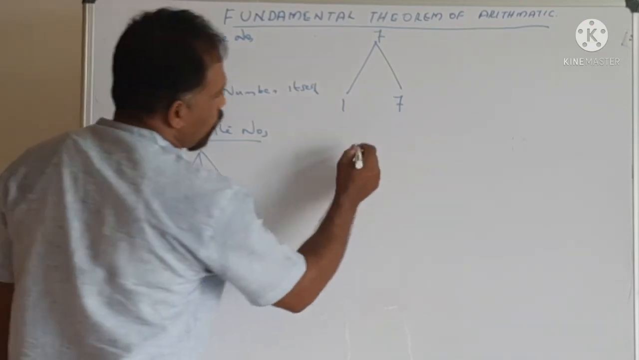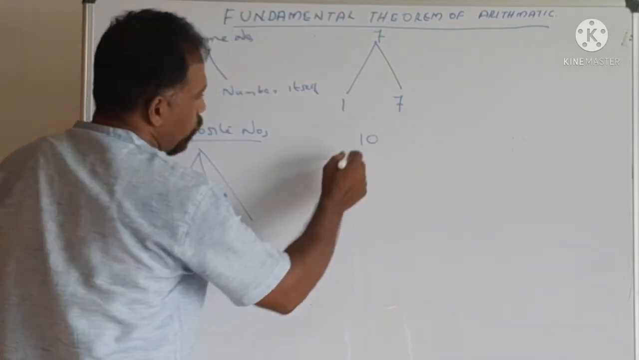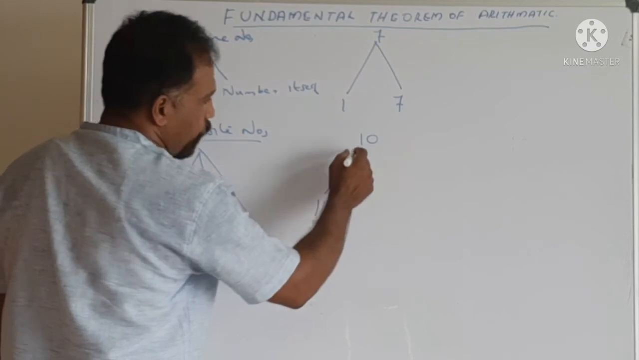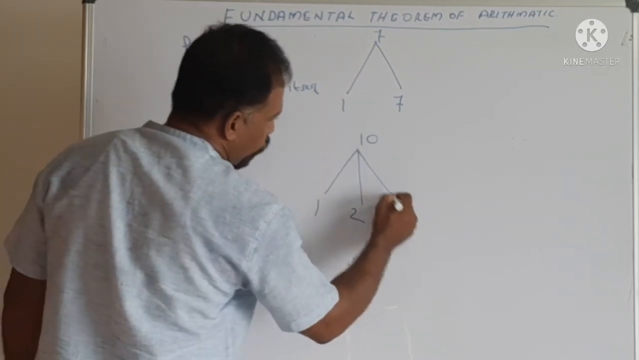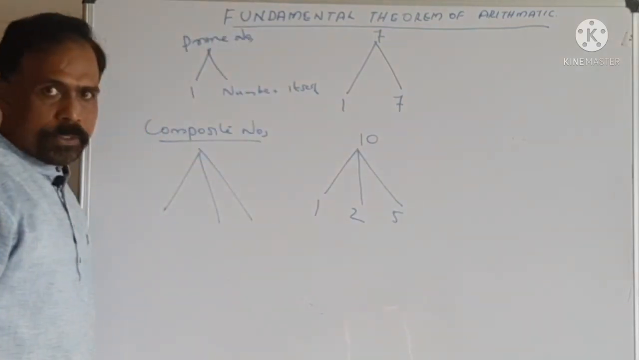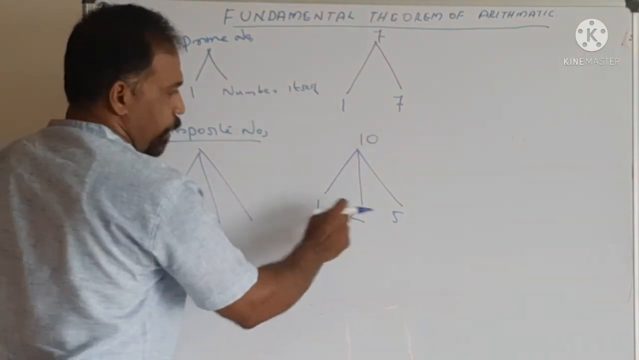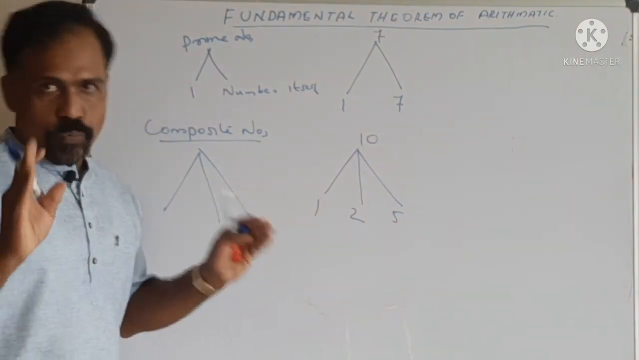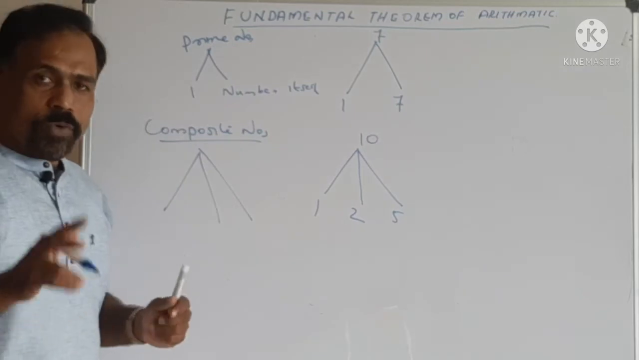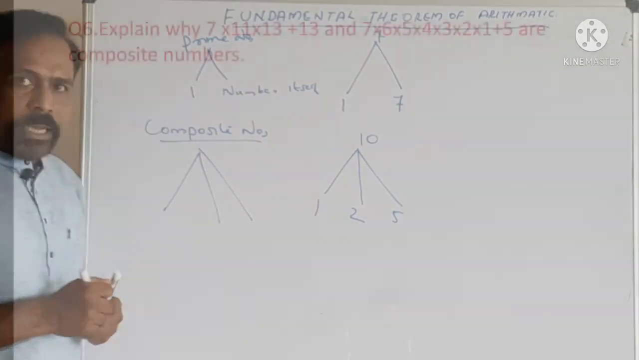Now, let us take an example of 10. 10 will have 1 as a factor, 2 as a factor and 5 as a factor. So, these composite numbers have more than 2 factors and prime numbers will have only 2 factors. Now, let us come to the question.